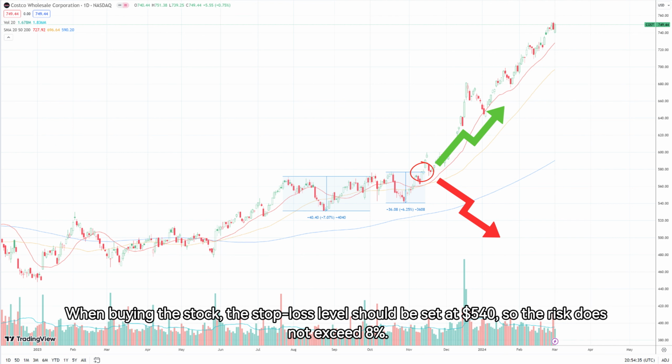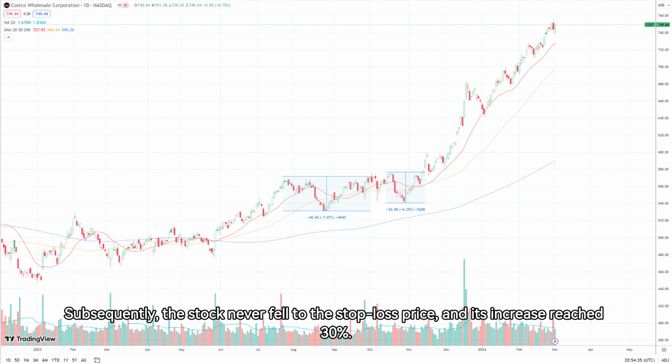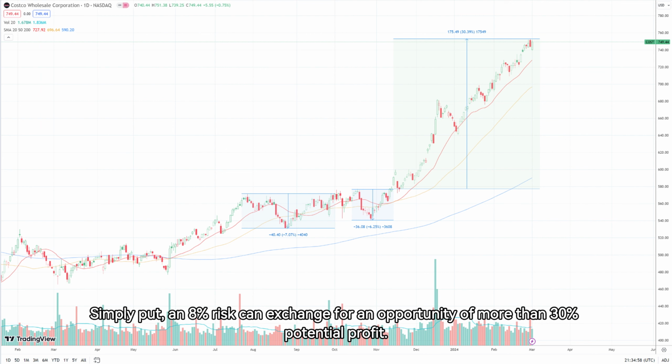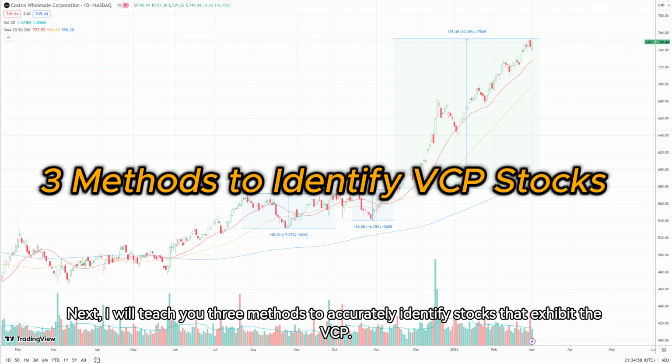When buying the stock, the stop loss level should be set at $540, so the risk does not exceed 8%. Subsequently, the stock never fell to the stop loss price, and its increase reached 30%. Simply put, an 8% risk can exchange for an opportunity of more than 30% potential profit. Next, I will teach you 3 methods to accurately identify stocks that exhibit the VCP.